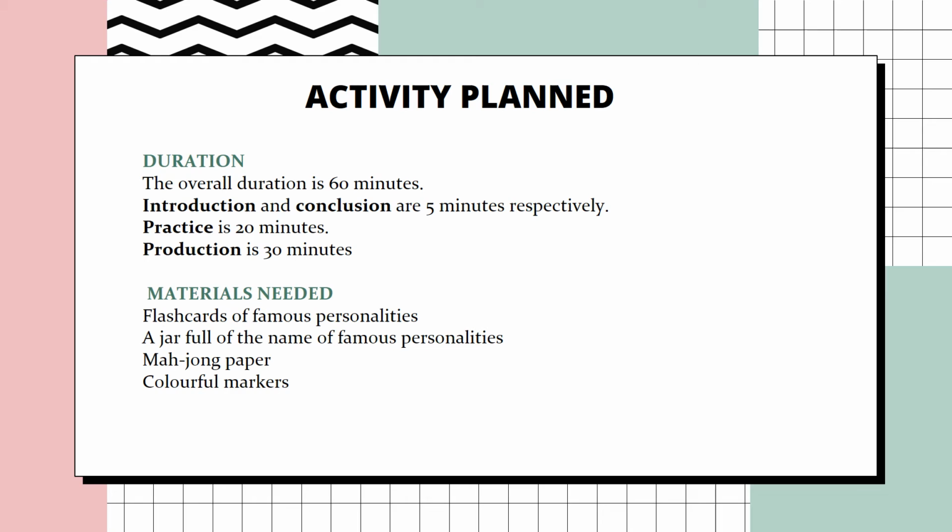Activity plan. The duration of this entire activity is 60 minutes. Introduction and conclusion are 5 minutes respectively, practice is 20 minutes, and production is 30 minutes. Materials needed: a flashcard of famous personalities, a jar full of names of famous personalities, mahjong papers, and colorful markers.